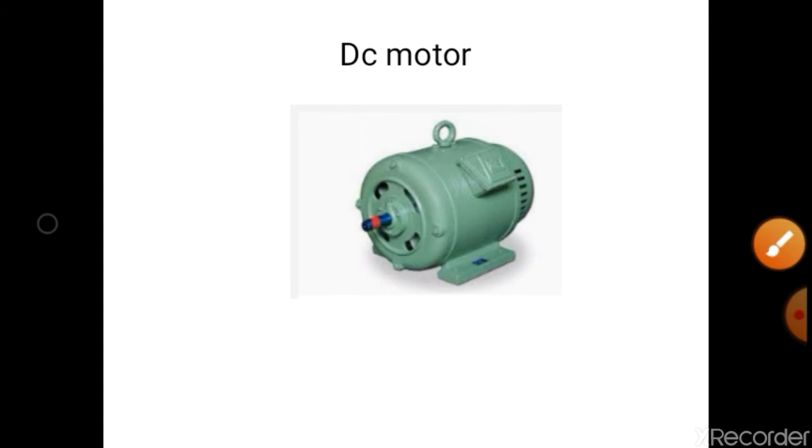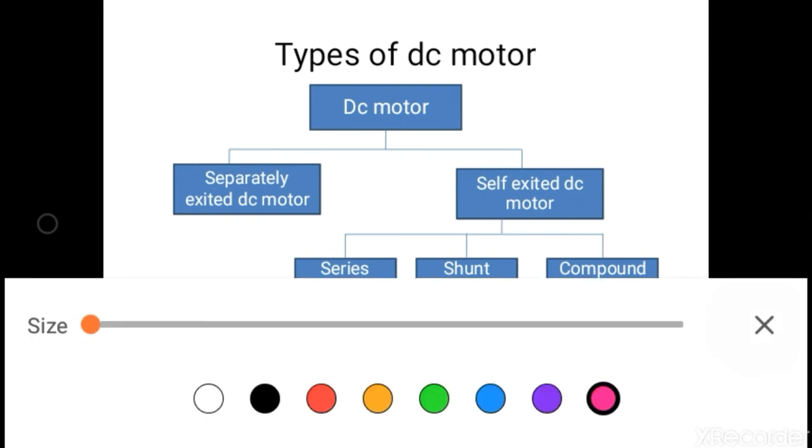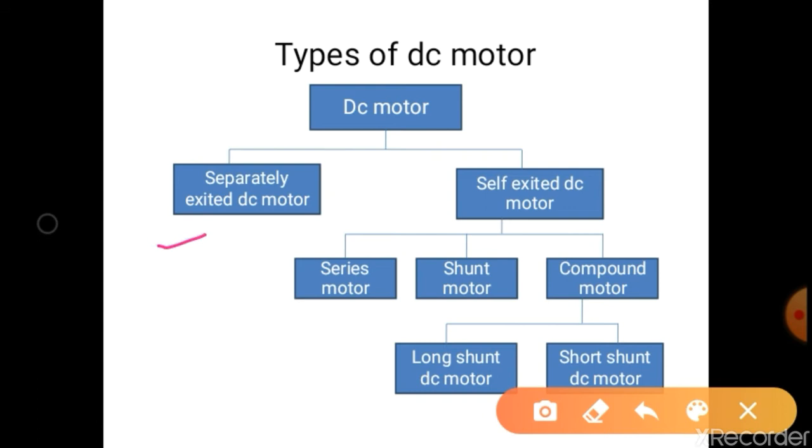There is one example shown here. This is a type of DC motor. There are a number of types of DC motors, and we'll go through them once. There are mainly two types of DC motors: separately excited DC motors and self excited DC motors. Self excited motors are again classified into three types: series motor, shunt motor, and compound motor. Compound motor is subdivided into two types: long shunt DC motors and short shunt DC motors. Now we'll see the diagram and the applications of all the motors one by one.